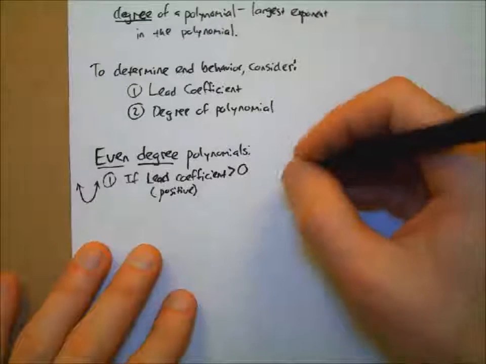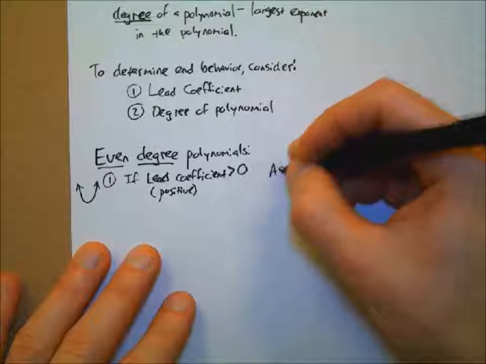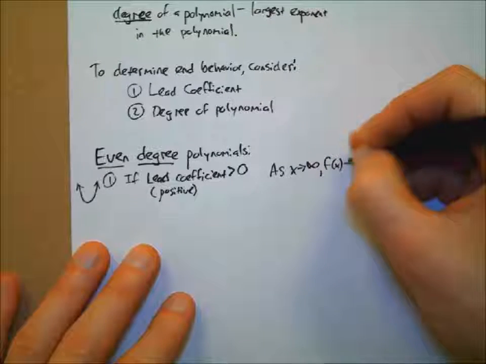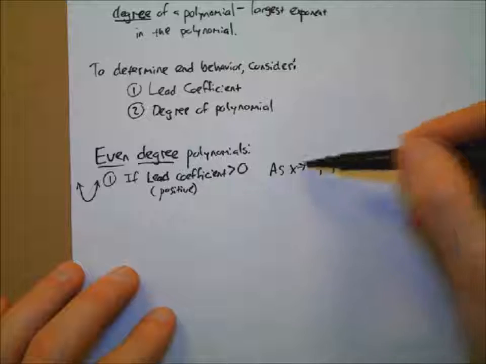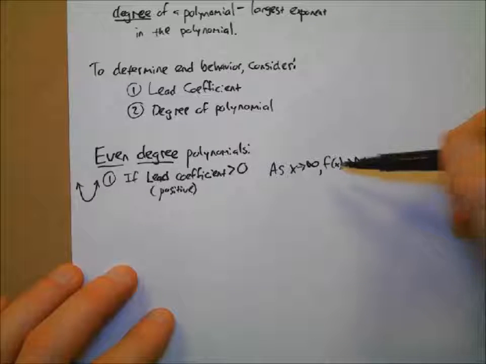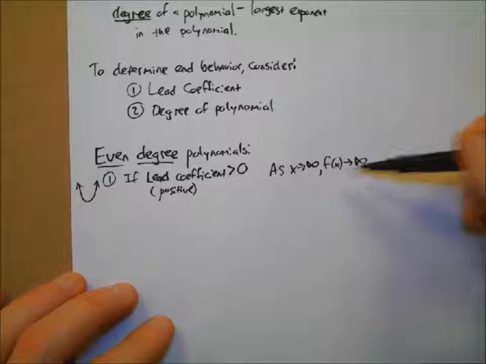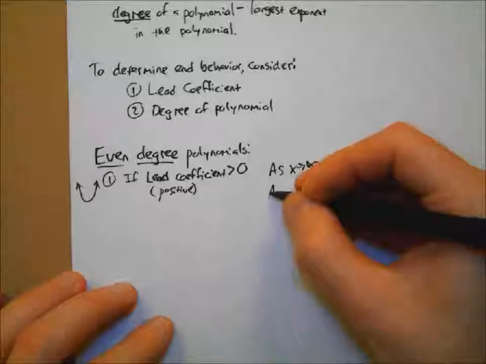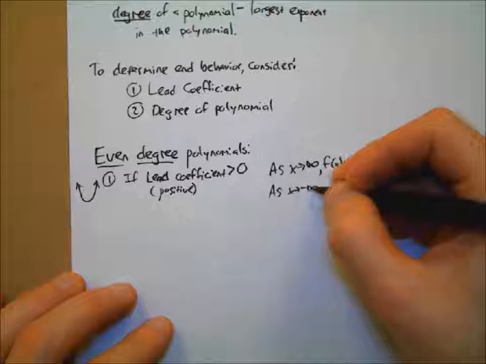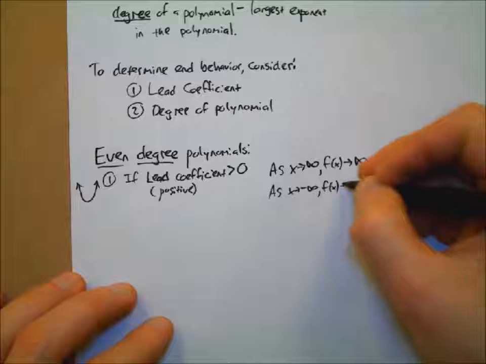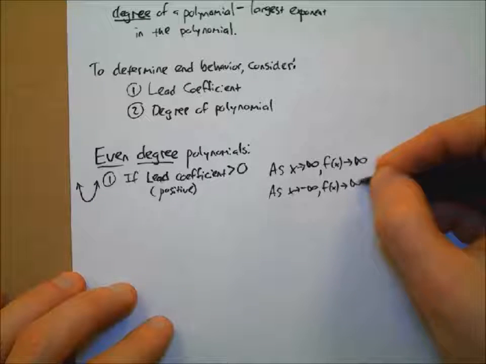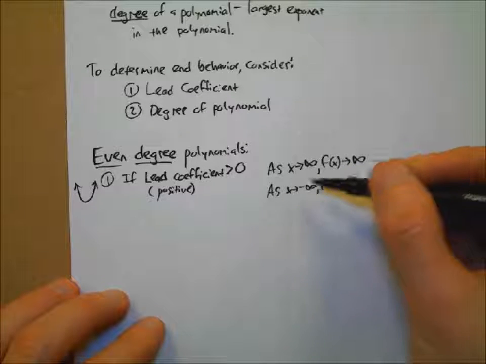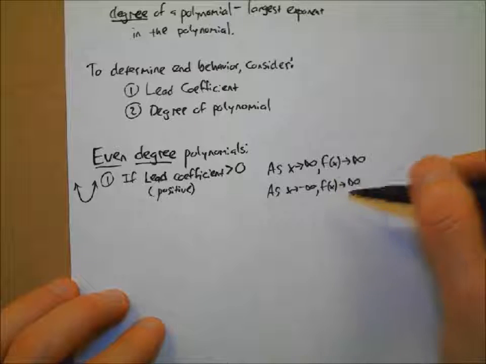I want you to be able to write it out like this: as x approaches infinity, f of x approaches infinity. As we go far to the right, the y values keep going up towards infinity. And as x approaches negative infinity, f of x approaches positive infinity as well. As you go far to the left, more and more negative x values, the curve goes up towards positive infinity as well.